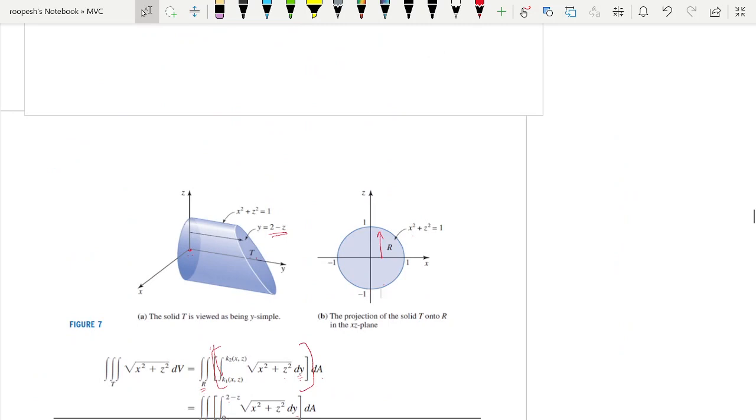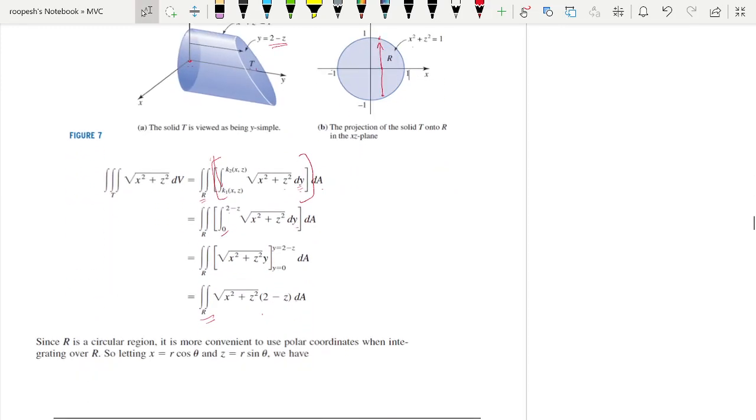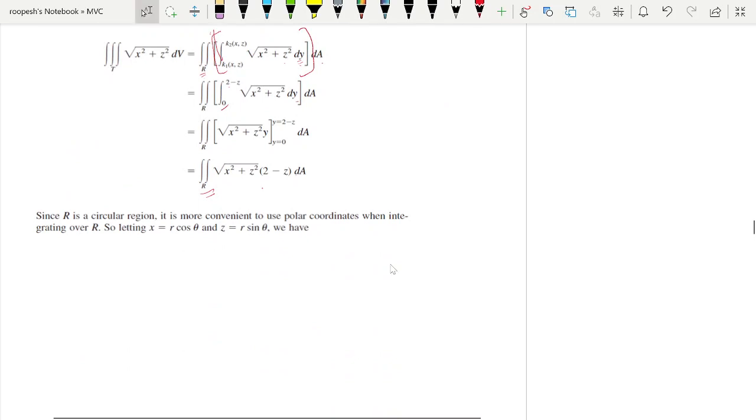When you are taking as such, you have to find z from this point to this point, and x from -1 to 1. For x no problem, but here z may create some problem. So the simple way is that we can convert everything into polar coordinates. So converting this into polar coordinates, see what is coming here. R is a circular region. It is more convenient to use polar coordinates when integrating.